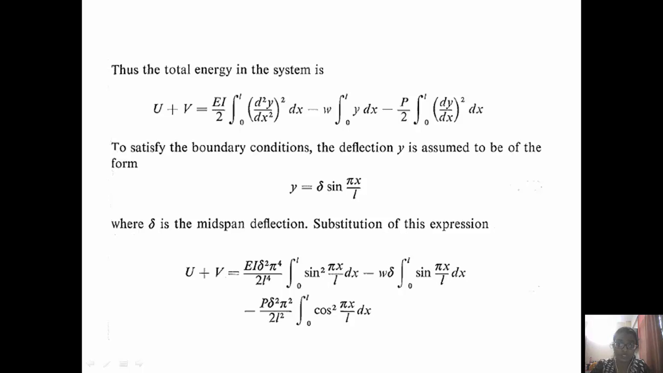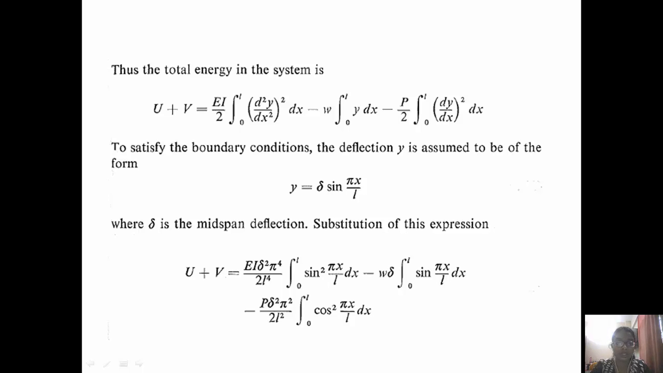Thus the total energy of the system is given by U plus V, which is obtained as EI by 2 integral 0 to L (d square y by dx square) the whole square into dx minus W integral 0 to L y dx minus P by 2 integral 0 to L (dy by dx) the whole square into dx.